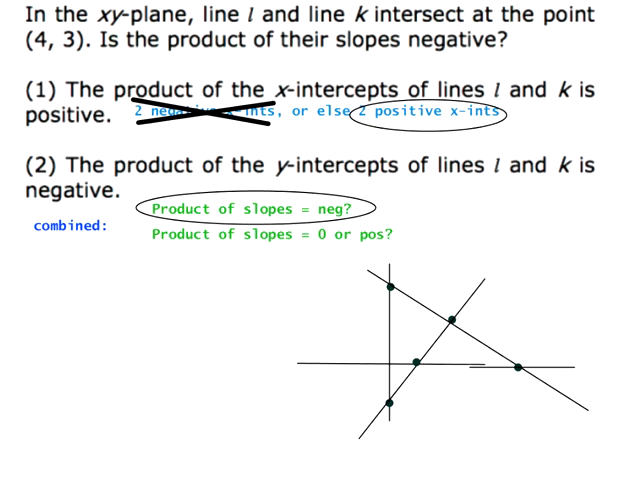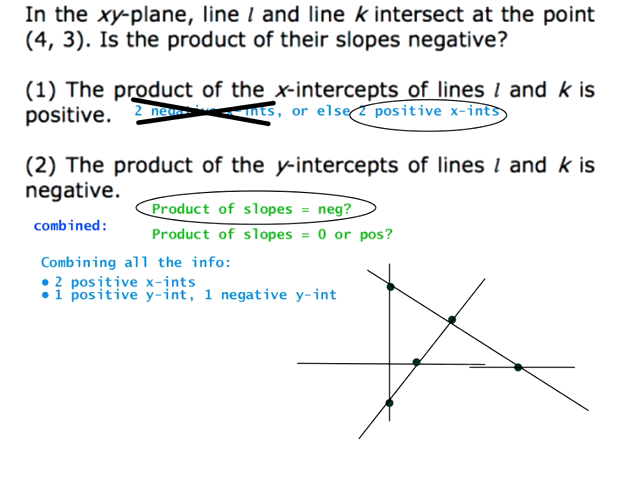But let's see what we've got. I mean, there's a lot of information here, right? You have two positive x-intercepts. And you also have one positive y-intercept and one negative y-intercept. So if you combine all the information, we have two positive x-intercepts, and we have one positive y-intercept and one negative one. So what that means is each of those lines has to have something like that, right? So we need one line with positive x-intercept and positive y-intercept.